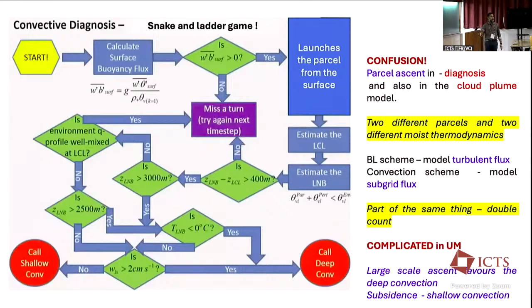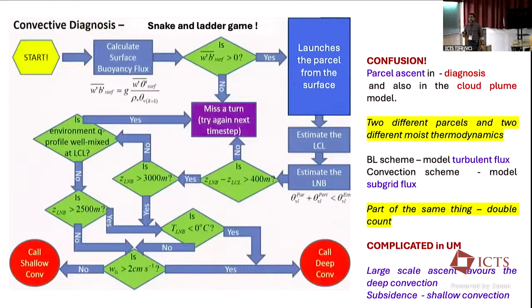It starts here, the parcel at the surface. It calculates the buoyancy flux. The first and foremost thing that the boundary layer does when you run the model with the convective parameterization is look for the buoyancy flux. When the buoyancy flux reaches or is greater than 0, then it launches the parcel. And then the parcel goes diabatically, and it estimates the LCL. Then the level of neutral buoyancy or the equilibrium level, and it checks all these things.